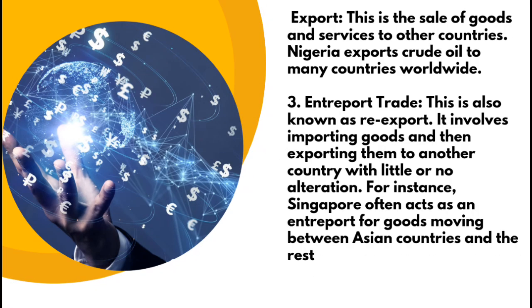We also have exports, that's number 2. This is the sale of goods and services to other countries. Nigeria exports crude oil to many countries worldwide. We also have what we call entrepots. Entrepot is also known as re-exports. It involves importing goods, then exporting them to another country with little or no modification. For instance, Singapore often acts as an entrepot for goods moving between Asian countries and the West, that is America and Europe.